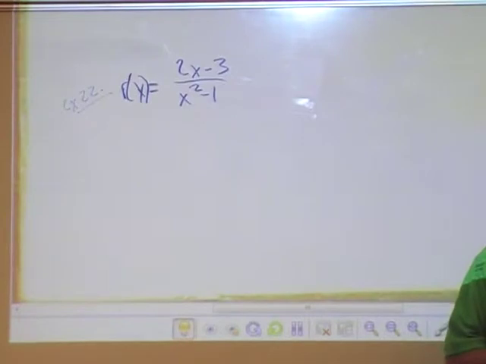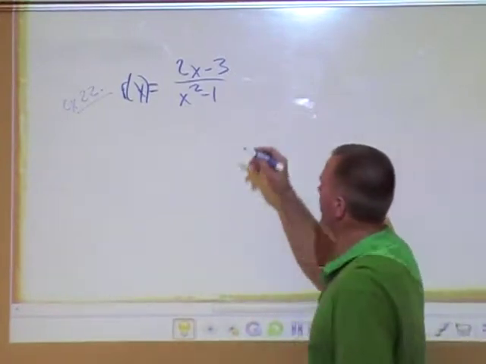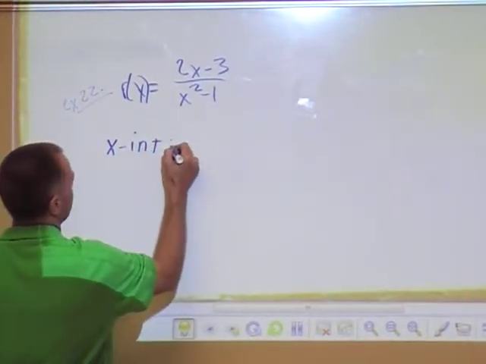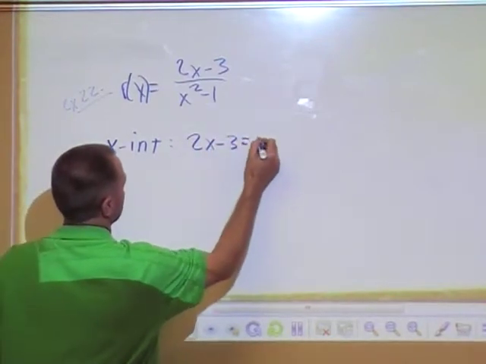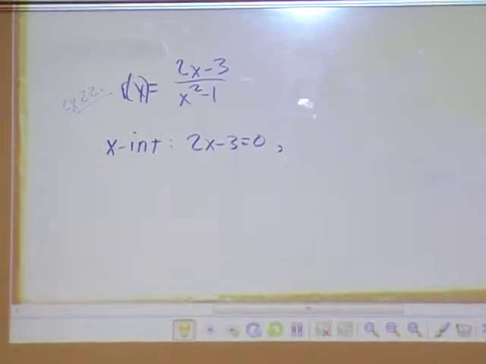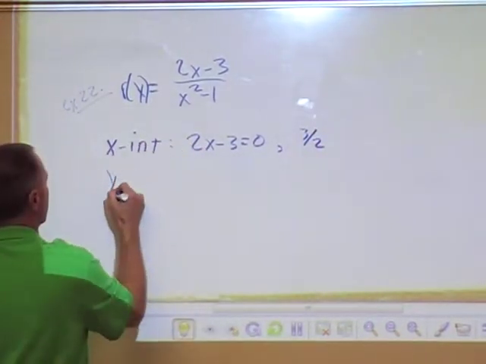X-intercept. What do we have to do? Set the numerator equal to 0. So here's what you're going to do in your papers. X-intercept: 2x minus 3 equals 0. What do you get when you solve that? Set the numerator equal to 0 and solve. 3 halves, 3 over 2. That is your x-intercept.